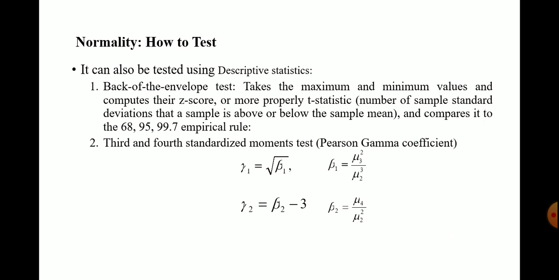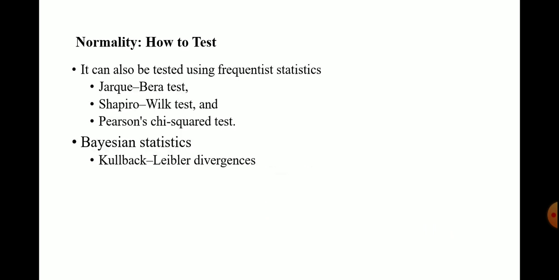And if your gamma 1 is equal to 0 and your gamma 2 has some other values, above 3 or below 3, then you still have a normal distribution curve, but the shape will not be exactly normal. Sometimes it will be leptokurtic, or it will be a platykurtic curve. So this way we can use descriptive statistics to find out normality.